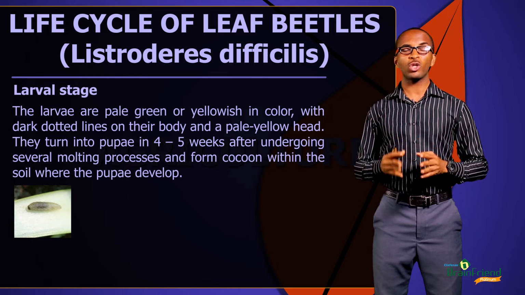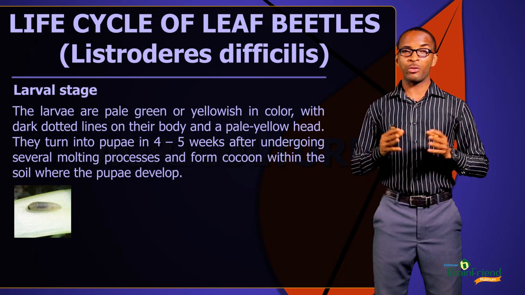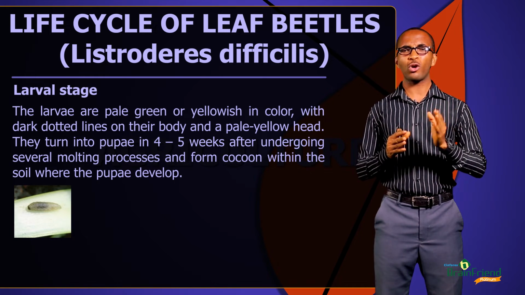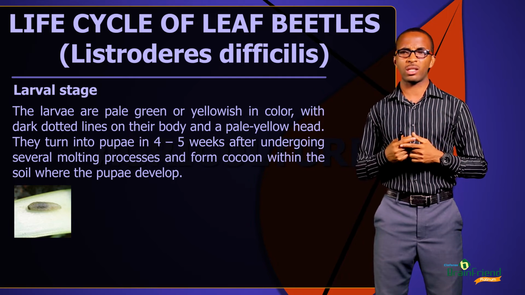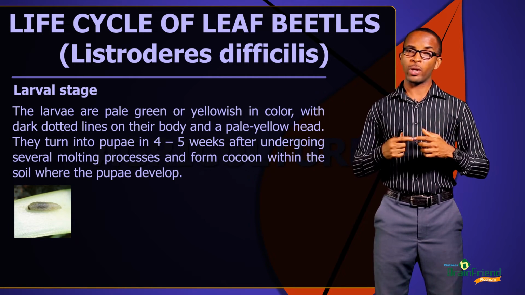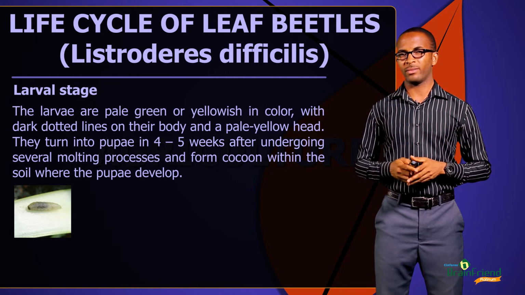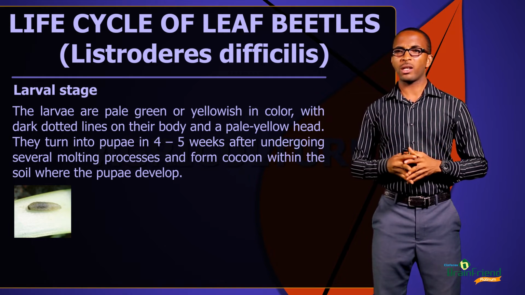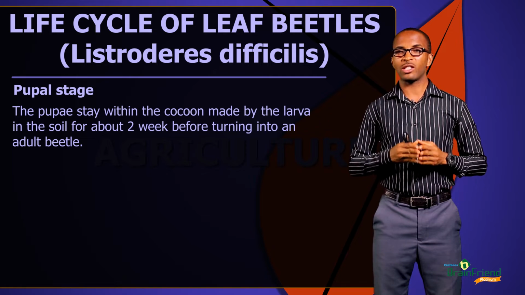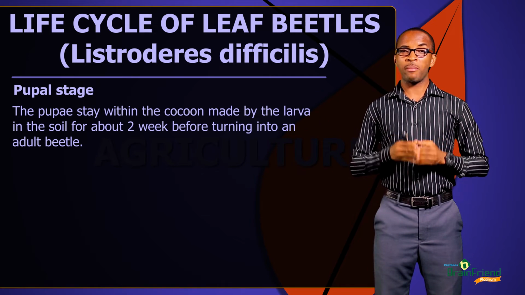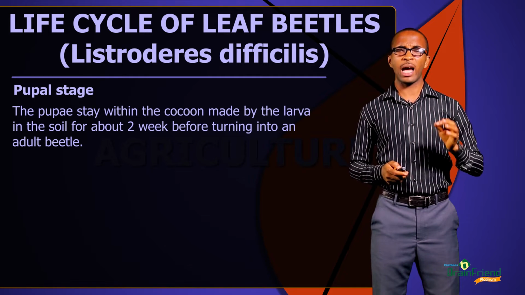The larvae have dotted lines on their body and they have a pale yellow head, while their bodies are greenish or yellowish. Within 4 to 5 weeks, they turn into pupae after undergoing several molting processes. Before turning into pupae, they form a cocoon inside the soil and they pupate right there. Now let's talk about the pupa stage. The pupae stay within the cocoon made by the larvae inside the soil, and after 2 weeks, they emerge as adult weevils, giving rise to the next stage, which is the adult stage.